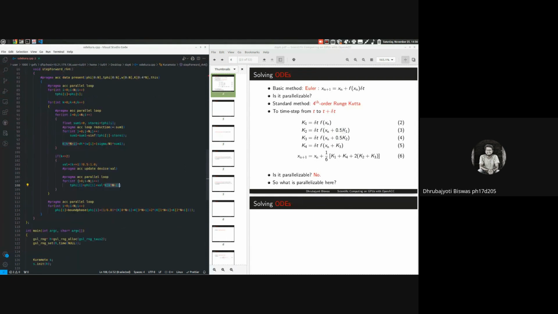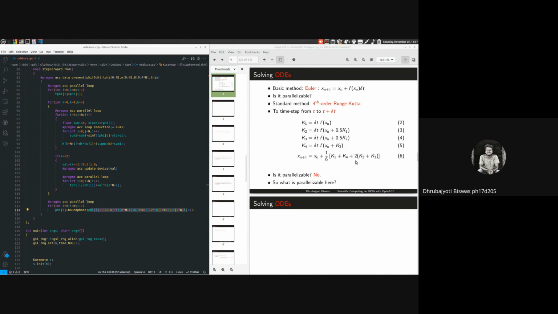Now once all my k values are ready, I have to execute this. Again, this can be performed in parallel. As I have said, once all your k values are ready, you can perform xn plus 1 equals xn plus 1 by 6 for each i independently. So again, there is a parallel loop here. I am updating phi i equals phi i plus 1 by 6th of this expression.